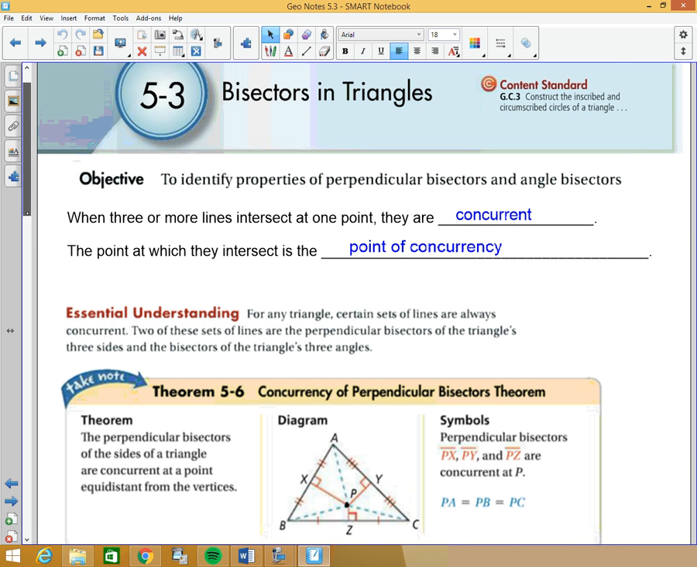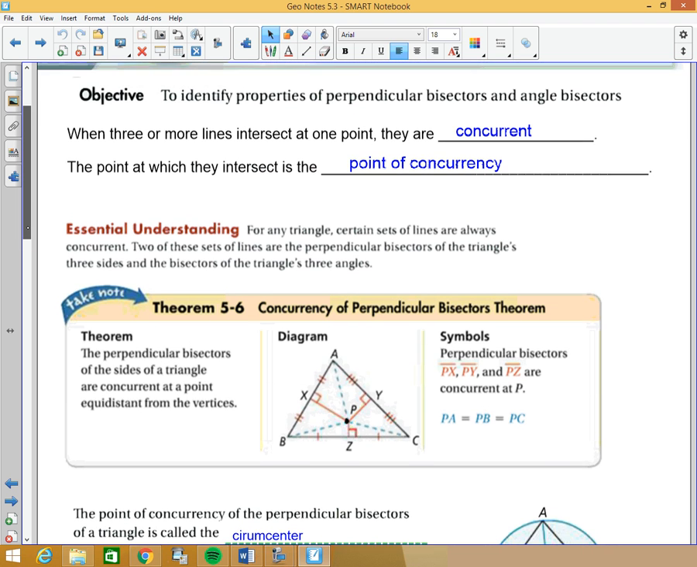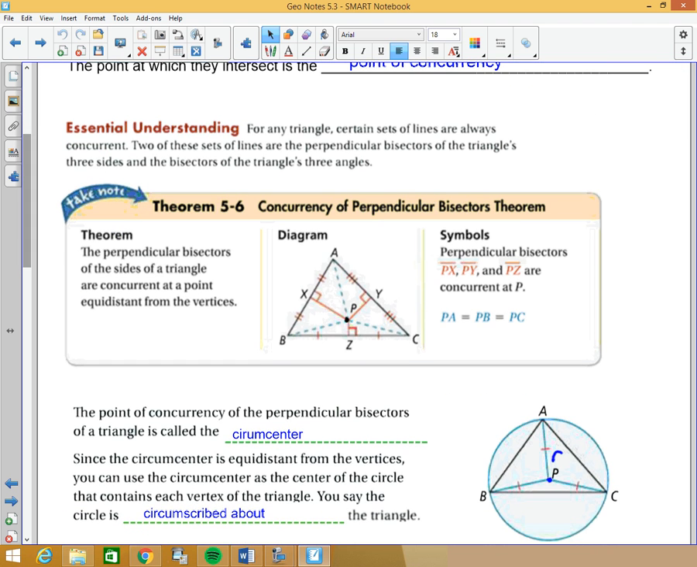So if you look at the first couple of vocabulary words, we say when three or more lines intersect at one point, we say that these lines are concurrent, and the point at which they intersect is the point of concurrency. So the first point of concurrency that we're going to look at is the point of concurrency for the perpendicular bisectors.